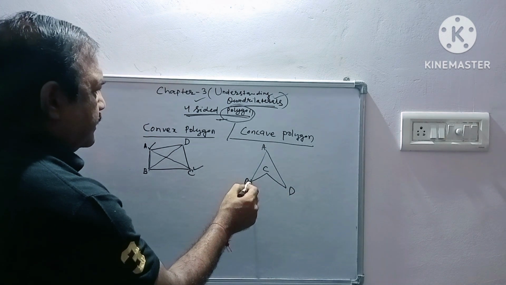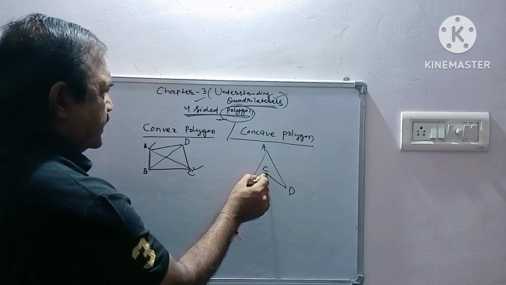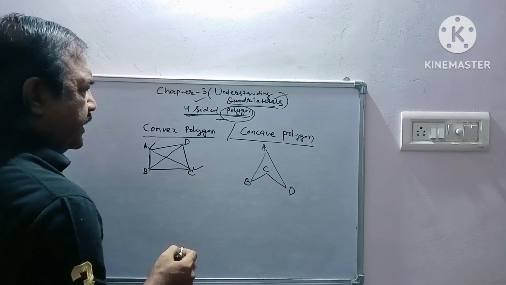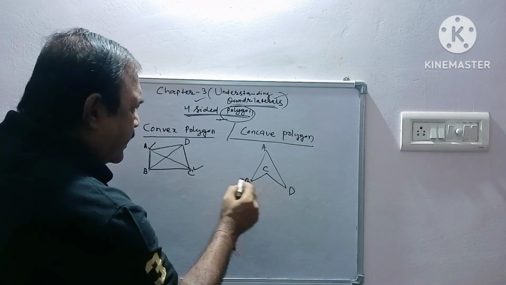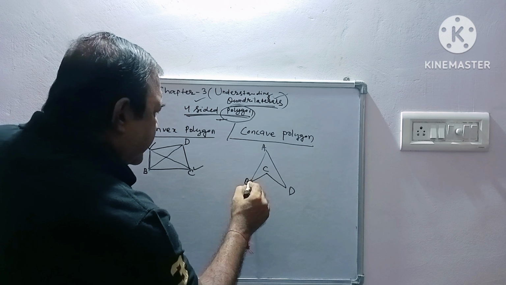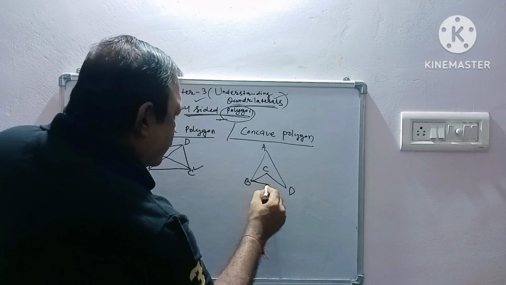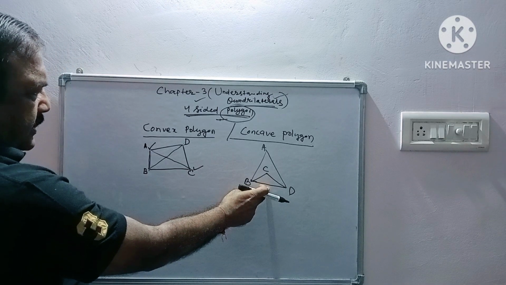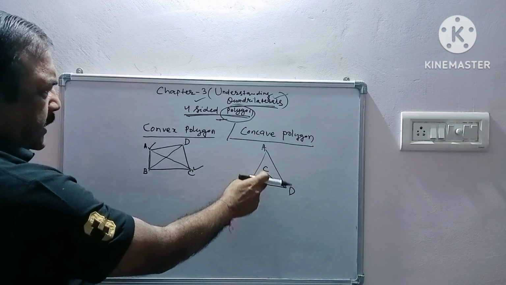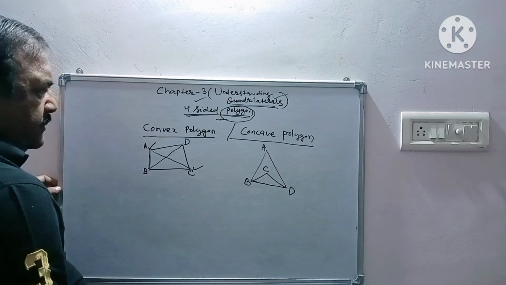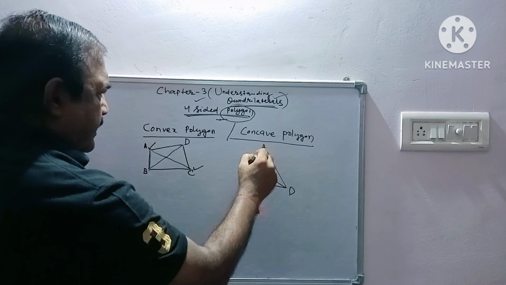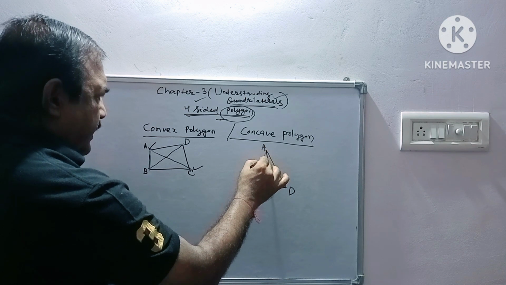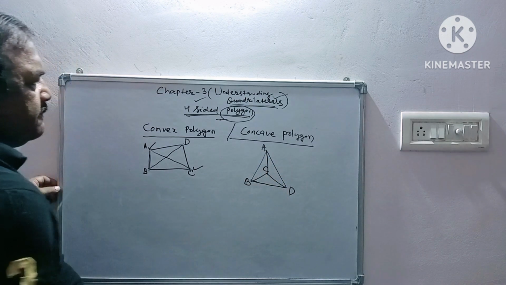For point B, point A and C are two consecutive points. For point D, point C and point A are the two consecutive points. But both point B and D are non-consecutive points, or not? Just join them with the help of the ruler. Does it lie in the interior of this polygon ABCD? No, it is in the exterior part. But the point A and the point C are two non-consecutive points. You join both the points.